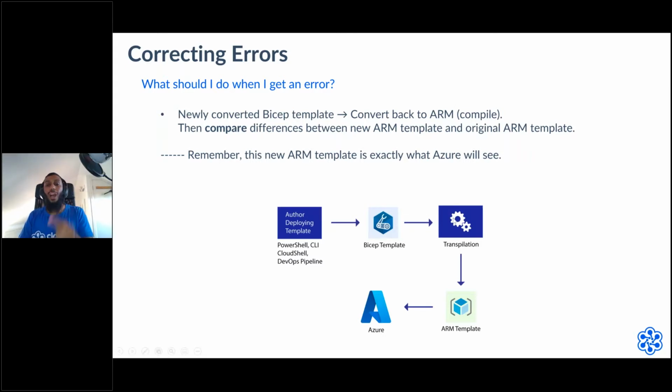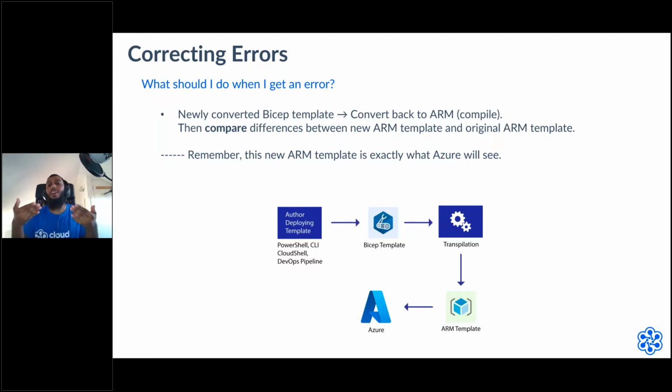Here's your Bicep template. What happens in the background, as we mentioned, is that Azure transpiles or converts this Bicep template that you just created into an ARM template in JSON so that it can read it and then deploy your infrastructure into Azure. That answers the question from before. It's actually using an ARM template in the background.